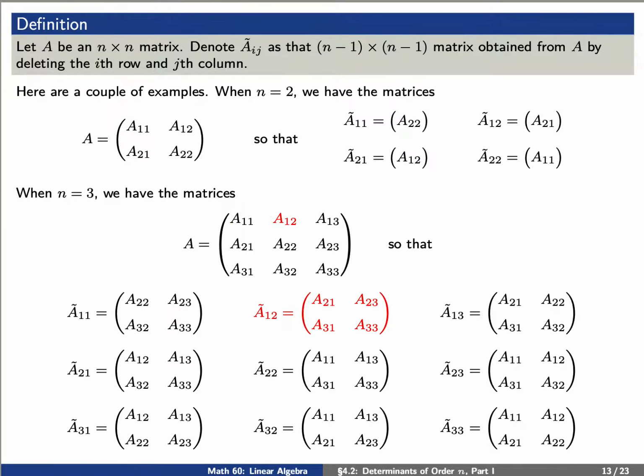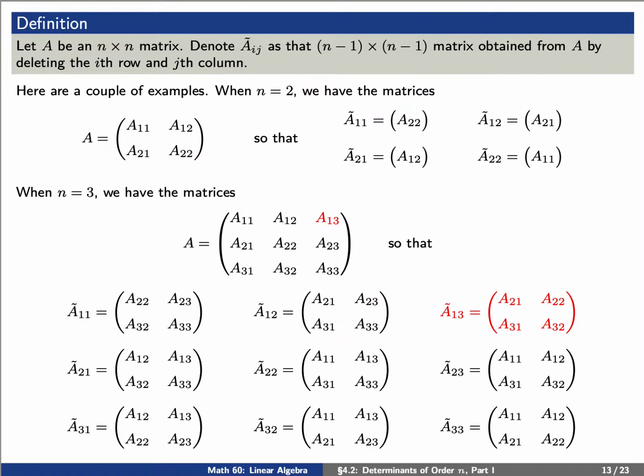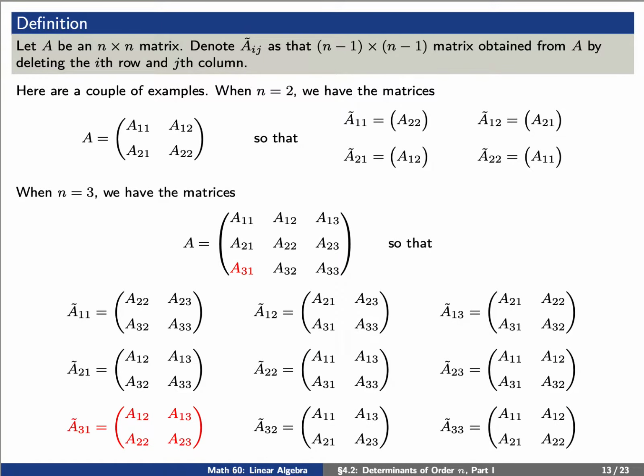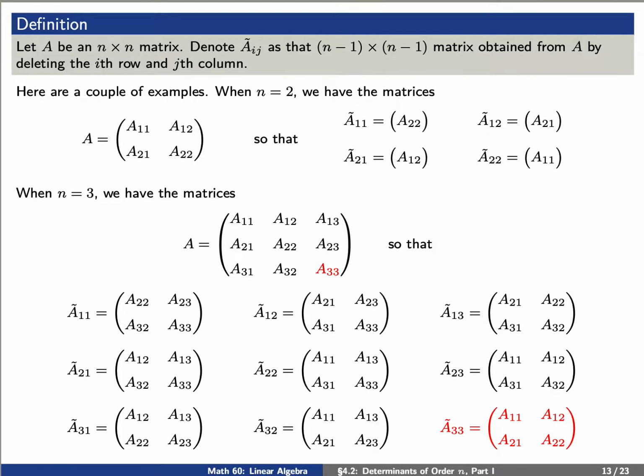And of course, we can move on, and we can do this for the various other entries that we have for our 3 by 3 matrix A. There are going to be a lot of matrices here to keep track of, but remember that the basic idea is that you take a look at the entry in the matrix A, you cross out that row, that column, and you're left with a smaller matrix.